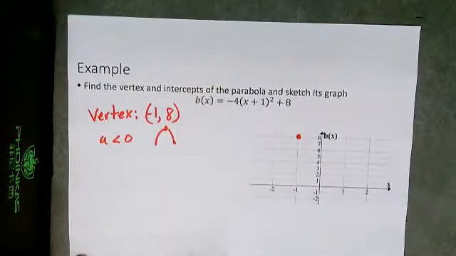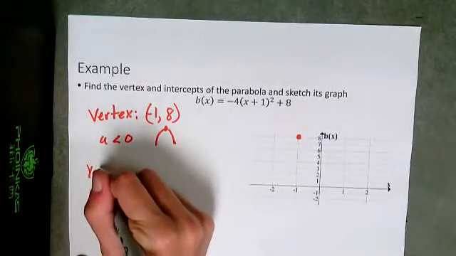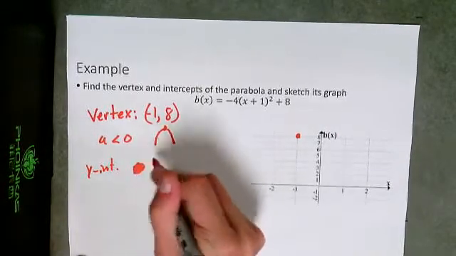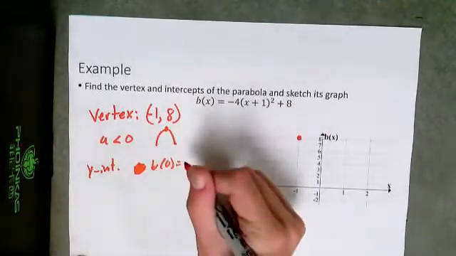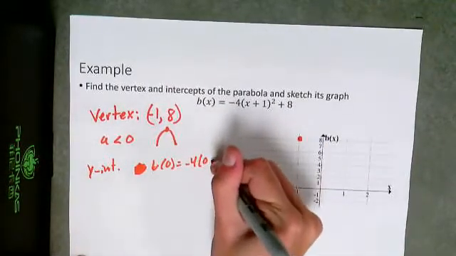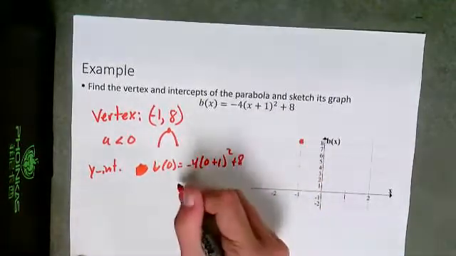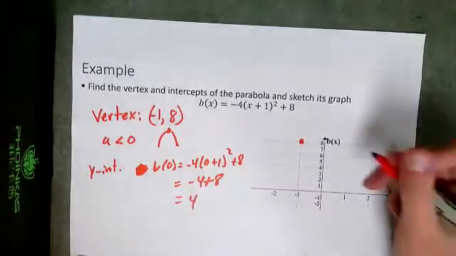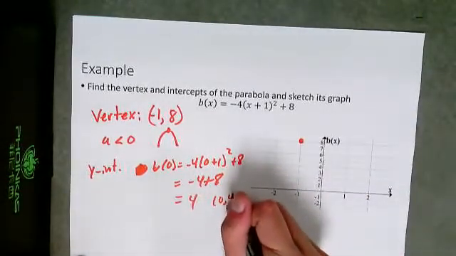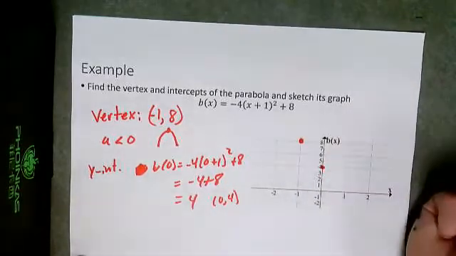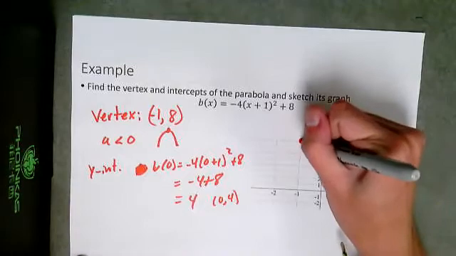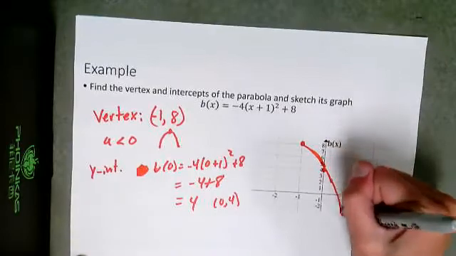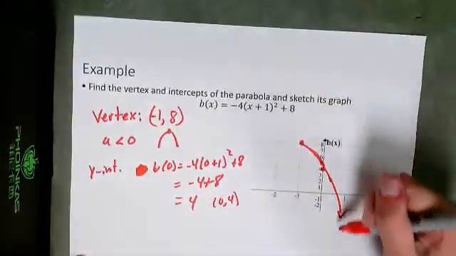We need to find another point on the graph. Let's find the y-intercept. That is when x is equal to 0. So b of 0 is equal to -4 times (0 plus 1) squared plus 8, which is -4 plus 8, which is 4. So we get the point 0, 4. So this is this point. If we draw, roughly, this is a sketch now, that's one arm of the parabola.